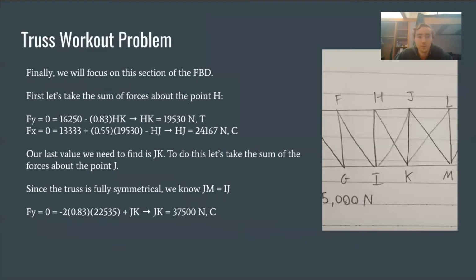And finally, we're back to simple stuff. Since we know HI, we only have one unknown in each direction. So you can sum about the point H in the X and Y direction to get HK and HJ. And the final value is JK. Then I just summed the forces in the Y direction about J, I think. We only needed to do this for half the truss because, as I said in the very beginning, it is symmetrical, which is really nice because we only have to solve for half the truss, and we can set all the forces on the other side equal to the forces on the first half of the truss.